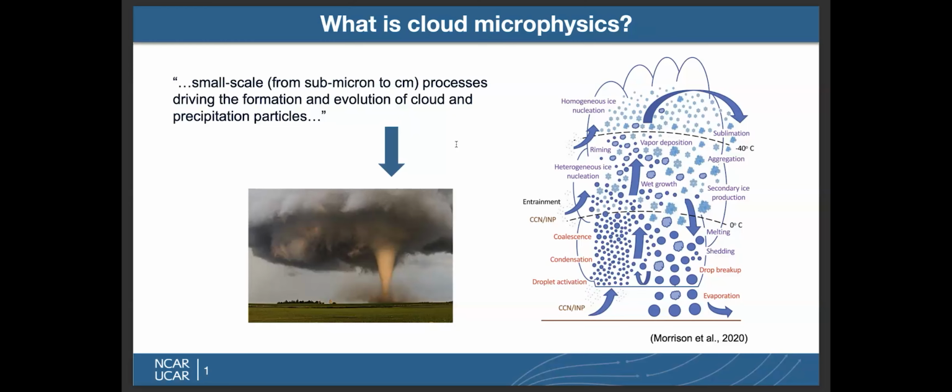The figure on the right shows that cloud microphysics is very complex. It contains more than 10 sub-processes. So as you can tell, it is very challenging to represent cloud microphysics easily and accurately in the model. And even if we do so, it could be very expensive.